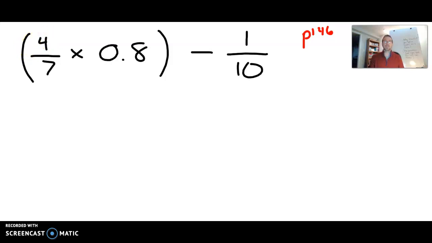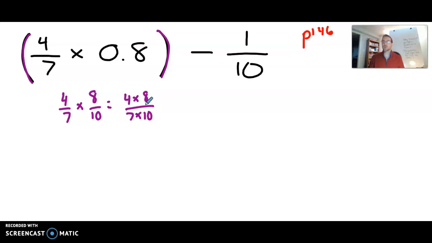I notice that this one is in parentheses, so we're going to do the parentheses first. This one is a decimal, and this one's a fraction. Let's try to make them uniform, or in other words, the same. So I'm going to turn my 8/10 into a fraction. I know that in our fraction work, we can multiply those across, and same with our 7/10.